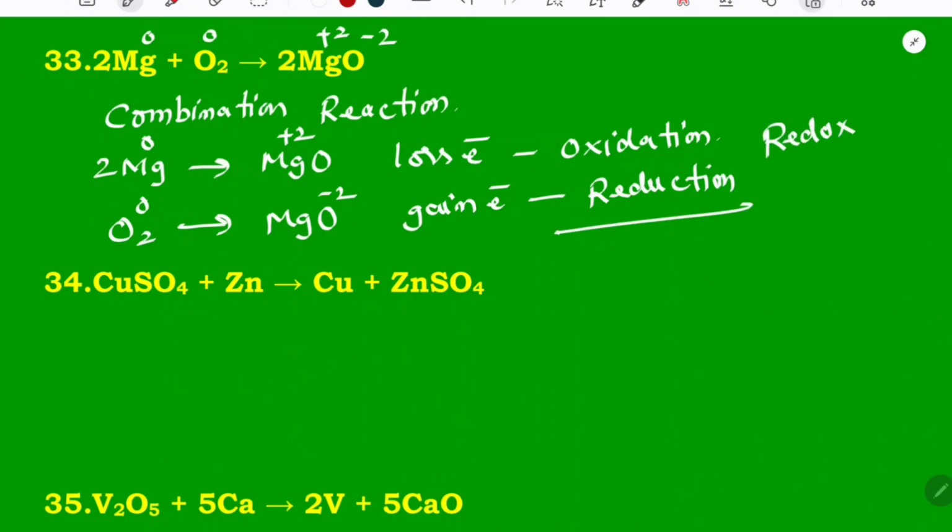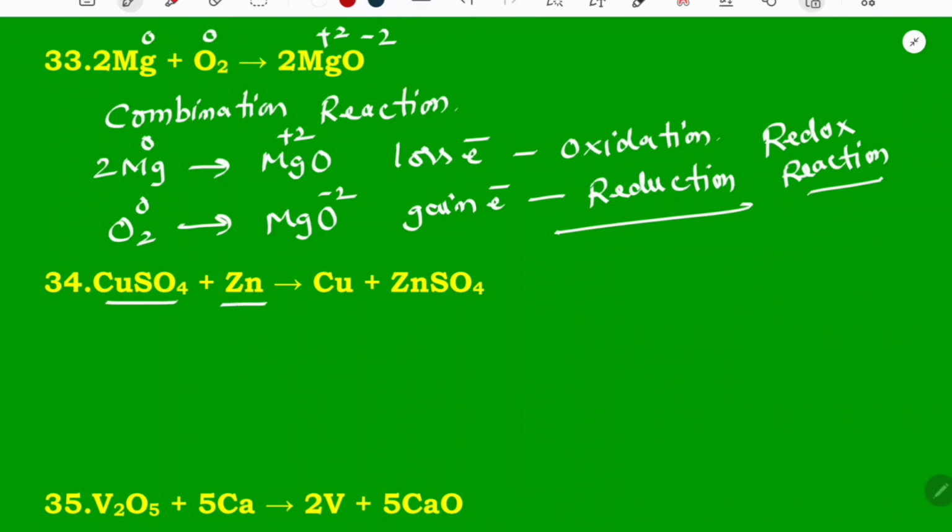And totally we can call this reaction a redox reaction. Why do we call it a redox reaction? Oxidation and reduction take place simultaneously in this reaction. So this is the example for two reactions: one is a combination reaction, another one is a redox reaction.